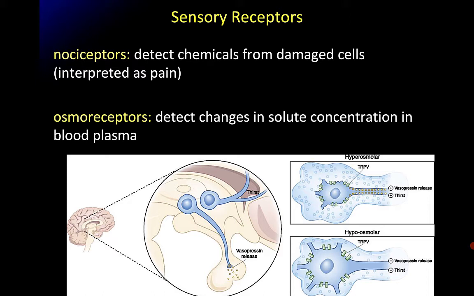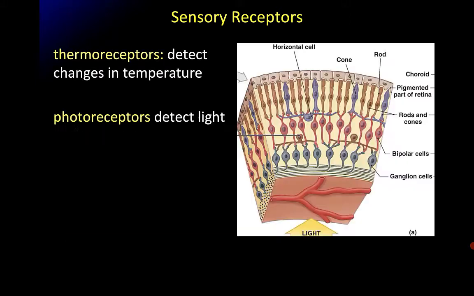We also have osmoreceptors, which are going to detect changes in solute concentration within our blood plasma, and this obviously is going to be very important. We get the idea that we might have to stimulate thirst, let's say if things are hyperosmolar, if we have too much dissolved substance and we need more water. We can also relate this to changes in blood pressure, so we can constrict or relax blood vessels as we see blood pressure change, and of course that can be associated with differences in solute concentration.